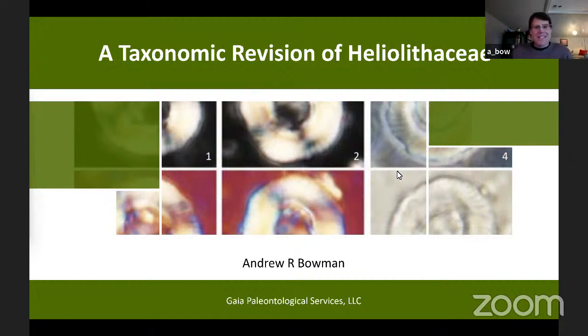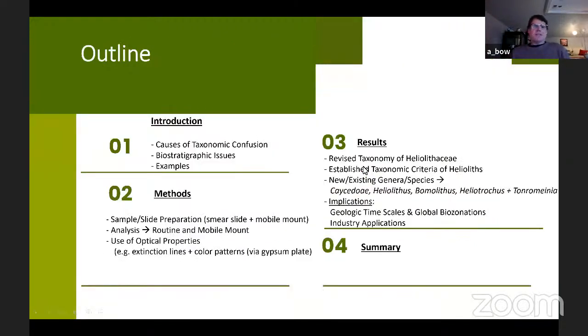So here we go. The title is the taxonomic revision of the helioliths, and the outline of the presentation: just a brief introduction, getting into the methods about sample prep, slide preparation, the analysis as far as routine analysis and mobile mounting, the use of the optical properties that we established, or that we used from previous literature, and then finally the results, the taxonomic groupings, the new and existing genera and species, and then any sort of implications.